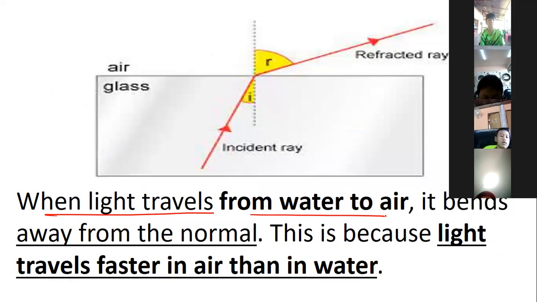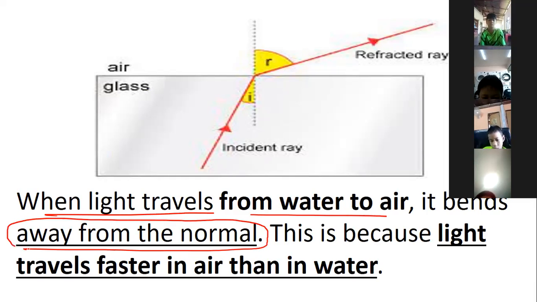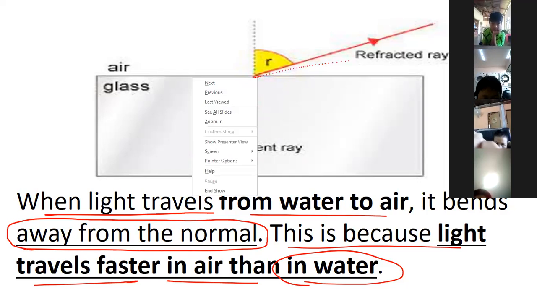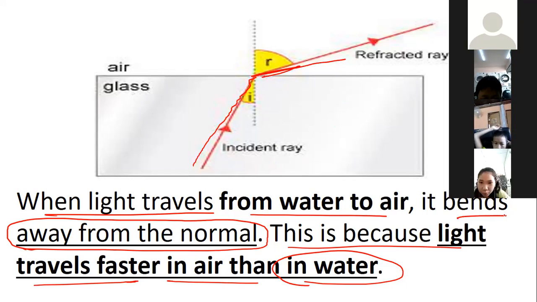Okay, here is the explanation. When light travels from water to air, it bends away from the normal line. This is because light travels faster in the air than in water. So if the light comes from the swimming pool, you bring the flashlight under the swimming pool, inside the pool, and it goes out to the air, this will happen. The incident ray goes to the normal line, and then the refracted ray bends away from the normal line. I hope you observe that one.